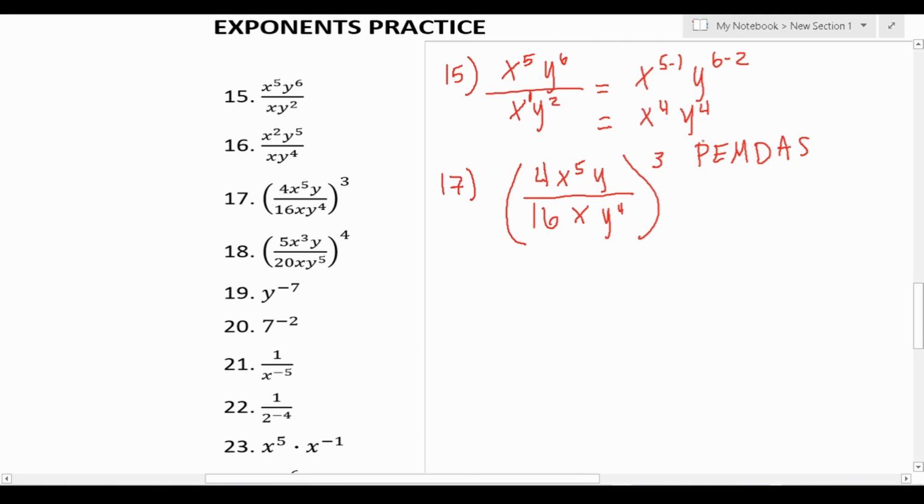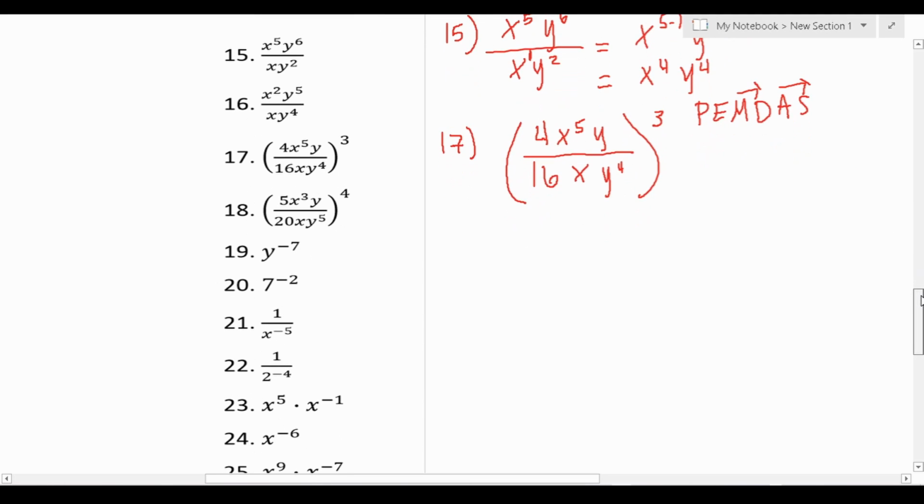We do what's in parentheses first, exponents next, multiplication and division from left to right, addition and subtraction from left to right. And as we can see, before we get to this exponent via the expanded power rule, we can actually simplify what's in parentheses via the quotient rule. So we're going to do what's in parentheses first.